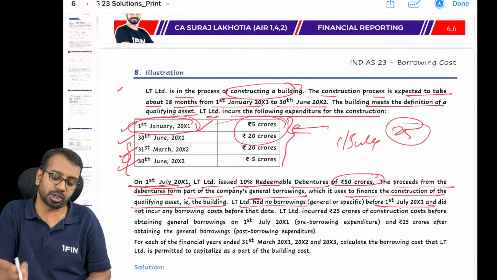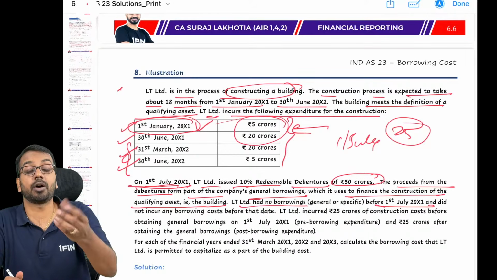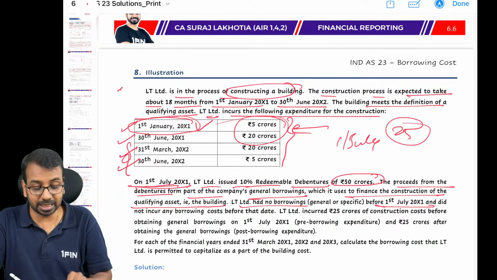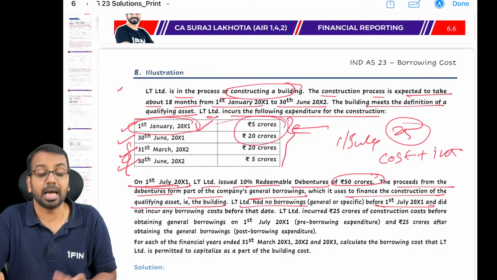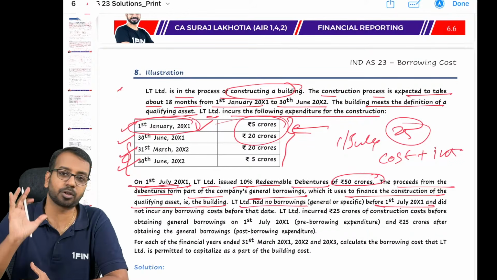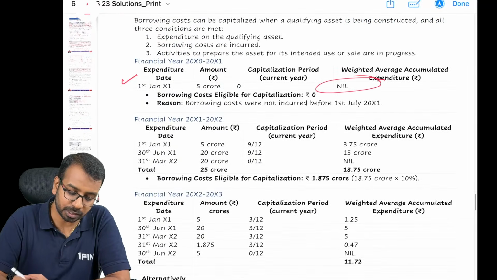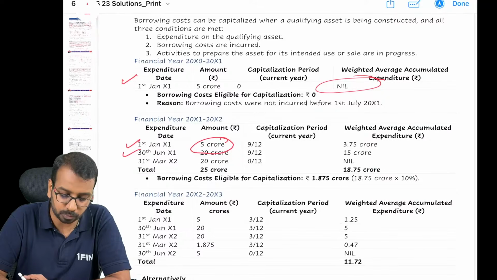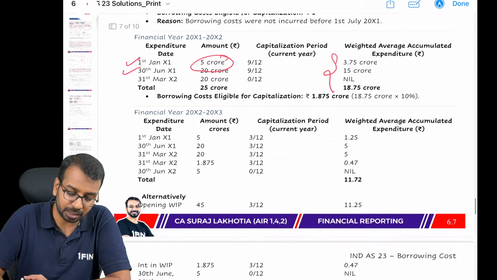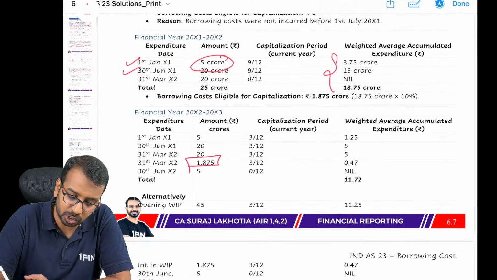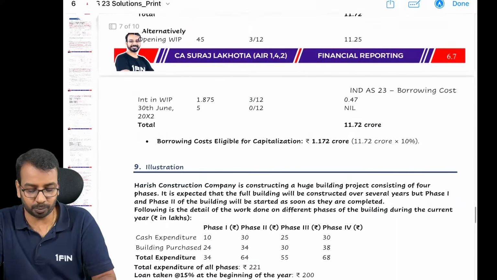That is the only tricky part in this question. And on that 25 crores, I have to start capitalizing borrowing cost from 1st of July. That's the first thing. Second thing is, when I go to the next year, I have to take previous year cost plus interest, and on that amount I have to compute the borrowing cost. So first year no borrowing cost, second year I will take previous period expenditure also and calculate the borrowing cost. Then in the third year, I will take the interest of the previous year, and on that also I will charge interest and calculate the borrowing cost.